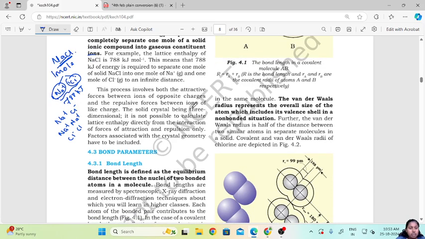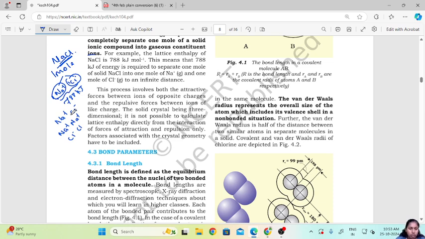Now the solid crystals being 3-dimensional, it is not possible to calculate lattice enthalpy directly from the interaction of forces of attraction and repulsion only. Factors associated with the crystal geometry have to be included. Since it is a 3-dimensional structure, you cannot directly calculate the lattice enthalpy only by using the attractive and repulsive forces. Here you have to also take note of the crystal geometry that have been included.